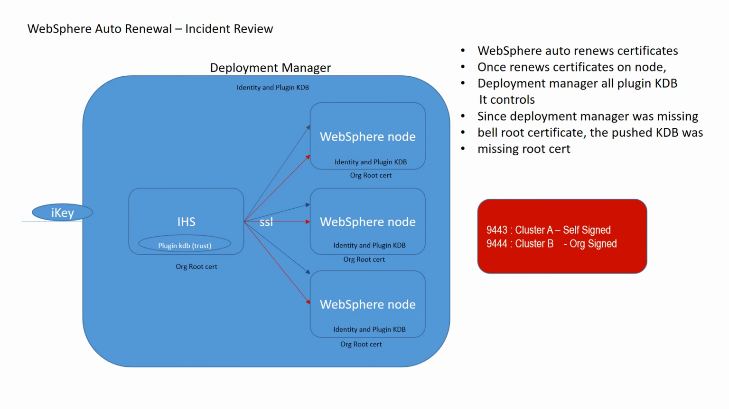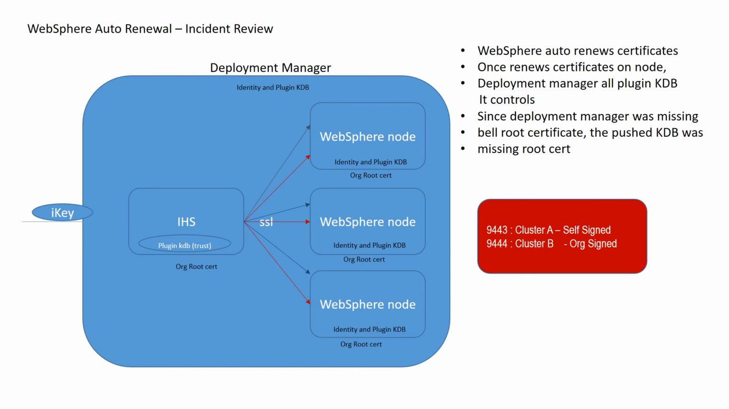Here is a case study of a WebSphere deployment environment with auto renewal of security certificates set, which resulted in an outage. In this configuration, there is a deployment manager with a 3-node WebSphere cluster. There is also an IHS HTTP proxy, which is controlled by the deployment manager. There are 2 clusters in this setting. One listens on port 9443 and the other one listens on port 9444.